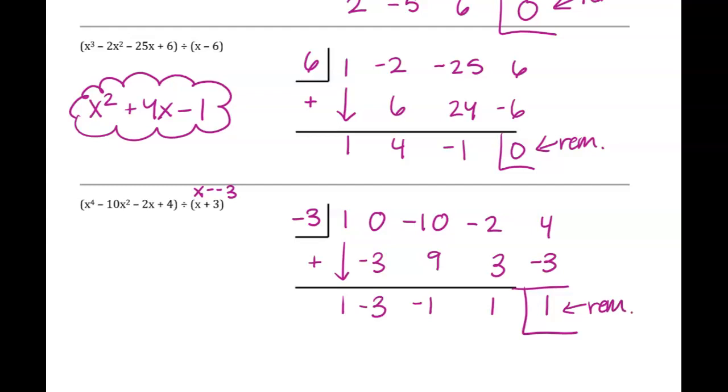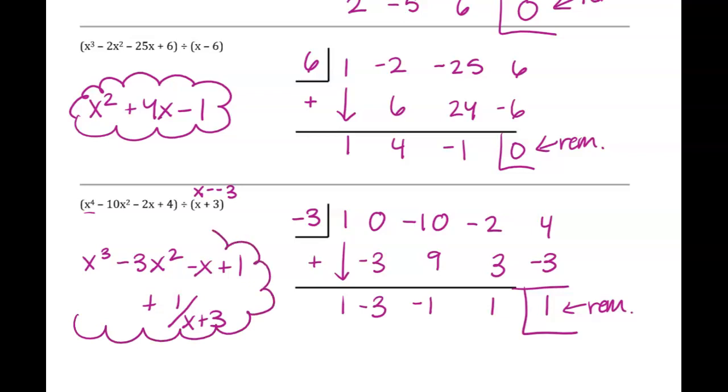So then our answer, before the degree was 4, so the degree of our answer will be 3. So 1x cubed, or just x cubed, minus 3x squared, minus x plus 1 over x plus 3. So we also know that last number must be a remainder as well, because otherwise if you were continuing to go down by 1 power, x cubed, 3x squared, minus x to the first, plus 1x to the 0, you're kind of out of powers. So the only thing it could be is the remainder.